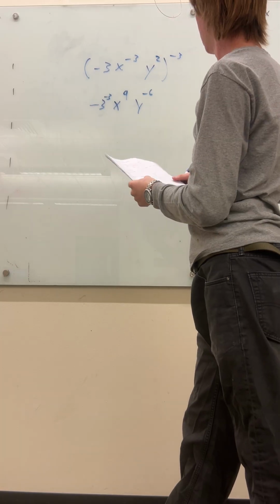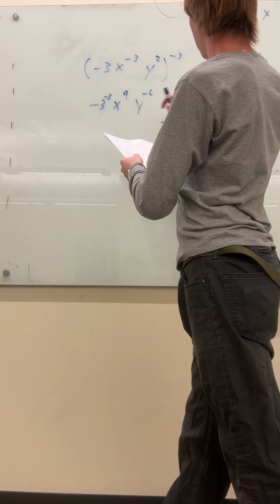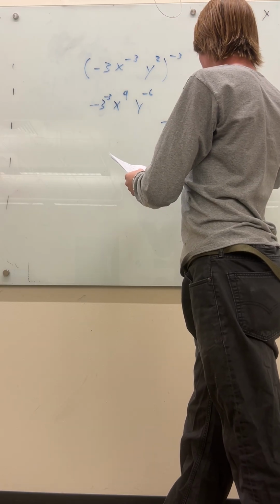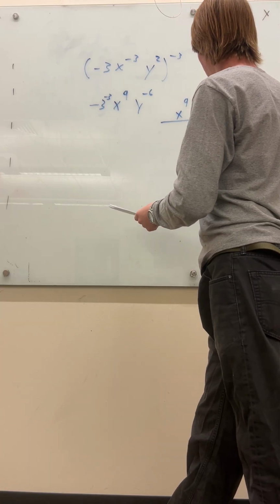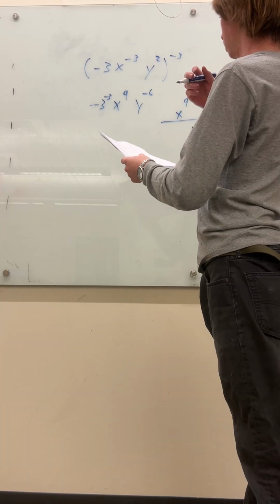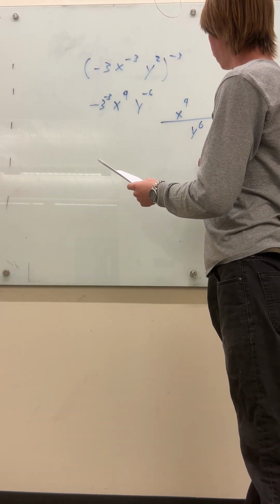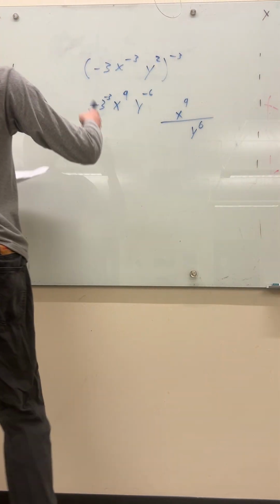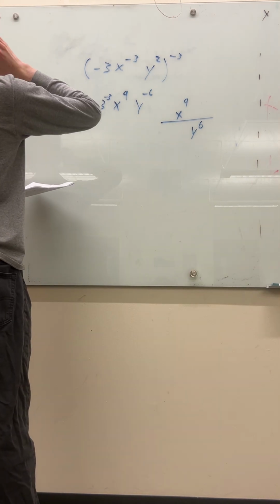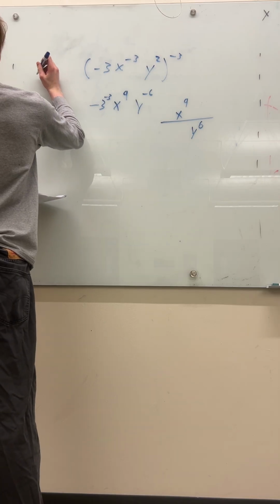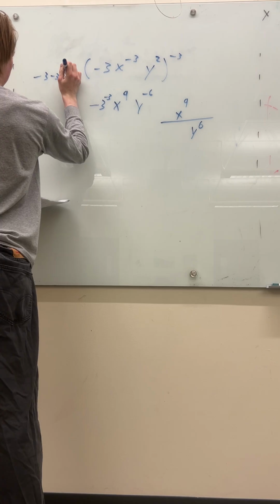So, x to the power of 9 is going to be up here. I just know we can move the y to the negative 6 to the bottom, the denominator, and make it y to the power of positive 6. Excuse me. First thing we do, or the last thing we have to do, is multiply the exponent to negative 3. So negative 3, negative 3, negative 3.